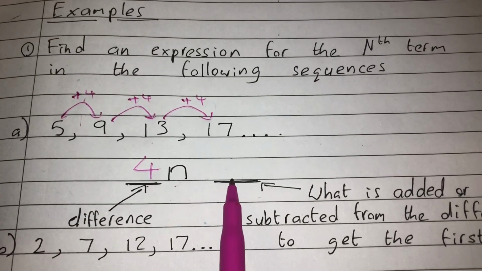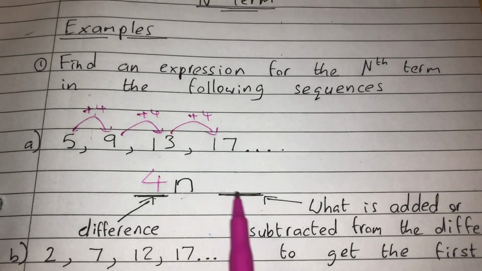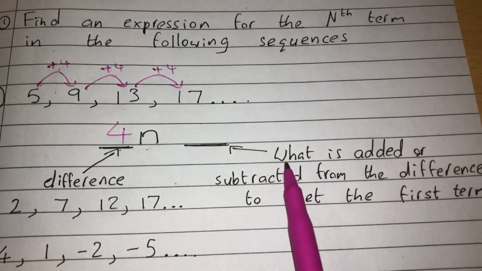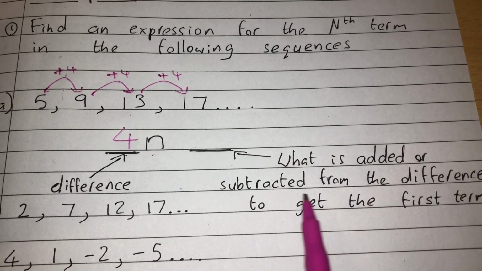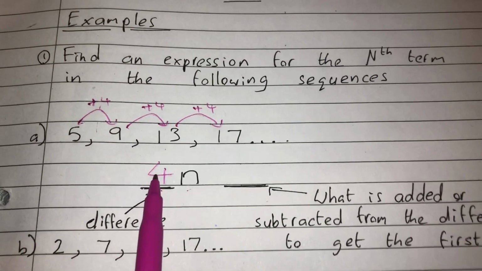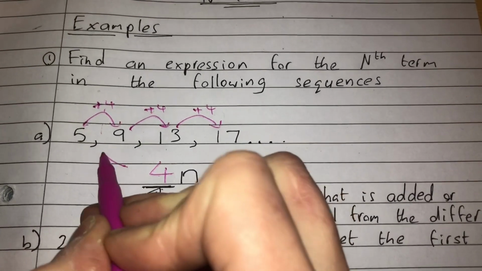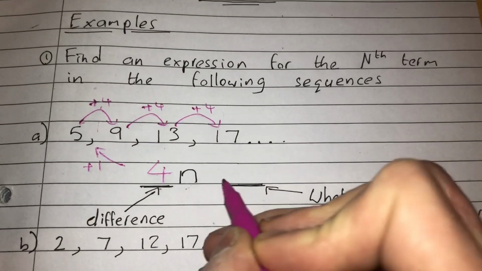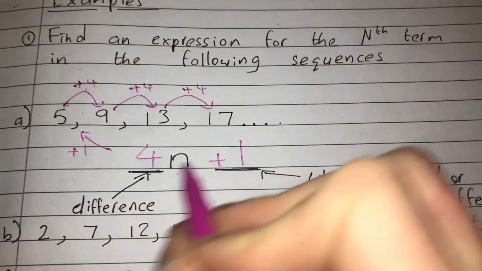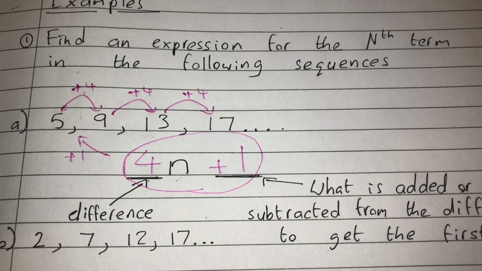Now, there's a number normally that we may add or subtract within the expression or formula, and how we find out what this number is, this is the way I always think about it, is what is added or subtracted from the difference to get the first term. So basically, how do I get from the difference to the first term? Well, if I want to get from 4 to 5, all I'd be doing there is adding 1. So this would simply be 4n plus 1. Okay? And that's what my expression for nth term will be for that, 4n plus 1.